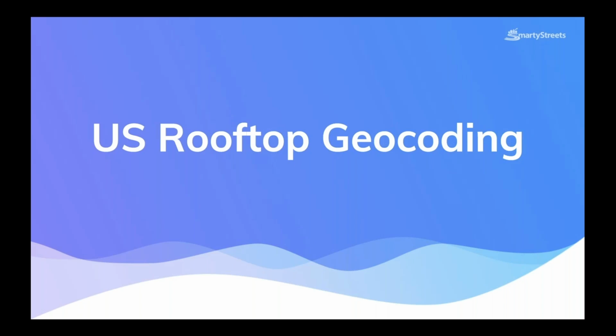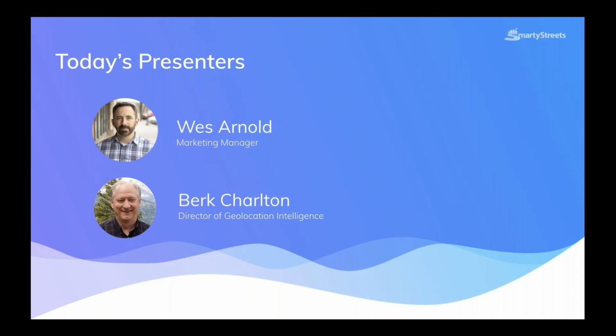So let's get started. Just to introduce ourselves, my name is Wes Arnold, and I'm a marketing manager here at SmartyStreets. And with me is Burke Charlton, and Burke is the director of geolocation intelligence. We're excited to have Burke, because Burke and I are both relatively new additions to the company, and I don't know if you guys know this, but SmartyStreets is growing quite rapidly, and I think that's because people are discovering us for our speed, our reliability, our awesome support team, and with that growth, more people are being hired, and Burke and I are actually benefactors of that.